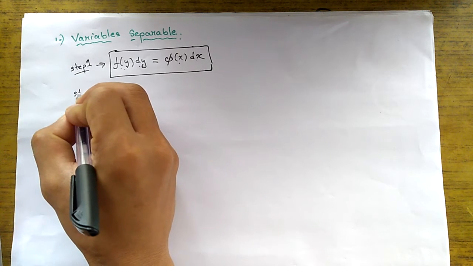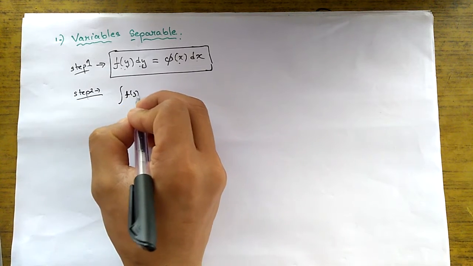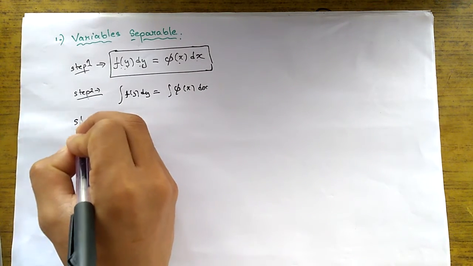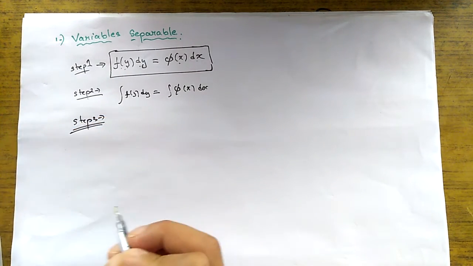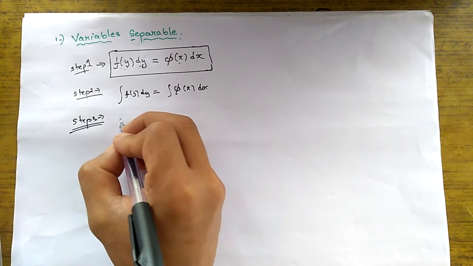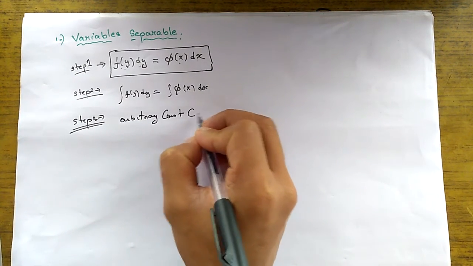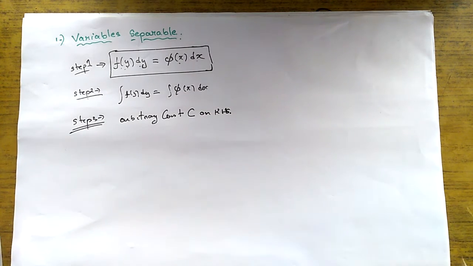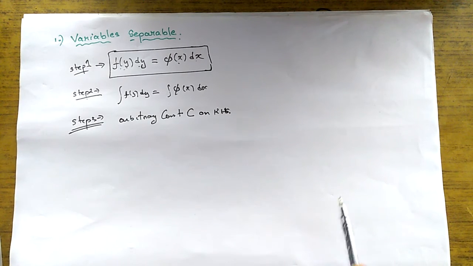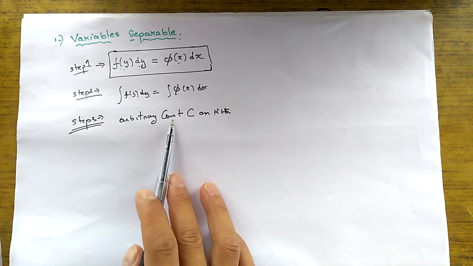Now the second step: after separating the variables, we need to integrate both sides. And the third step: when both sides have been integrated, we need to add an arbitrary constant C on the right hand side. So these are the simple three steps involved in the variable separable method. First, we separate the variables. Second, we integrate. Third, we put a constant C on the right hand side.